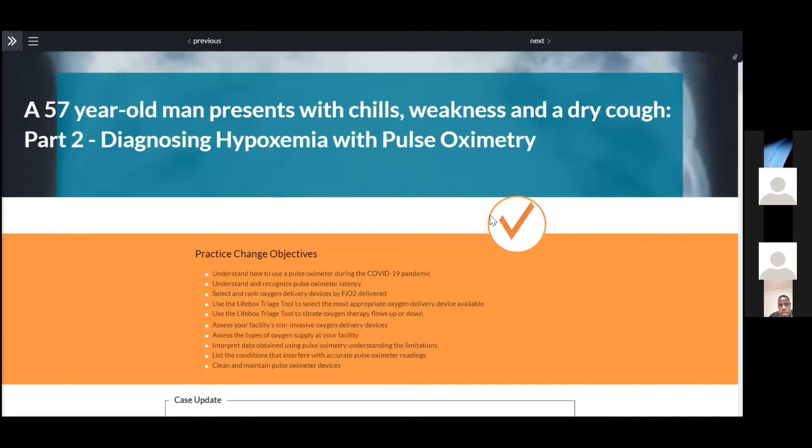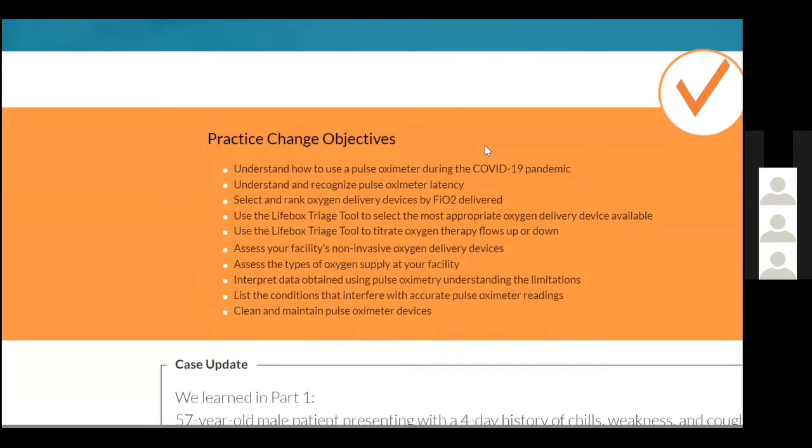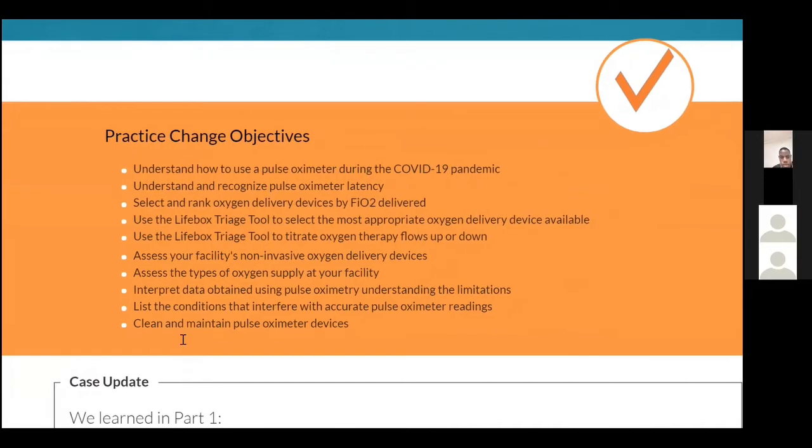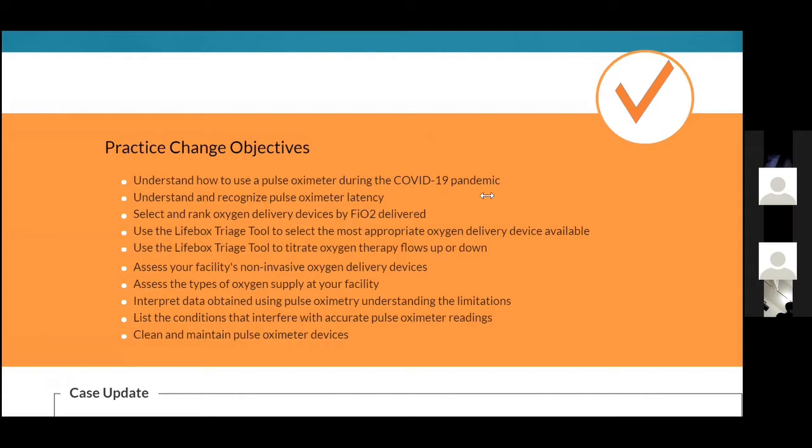So the objectives for today about the diagnosis of hypoxemia using pulse oximetry: we are hoping to be able to understand how to use the pulse oximeter during the COVID pandemic, to understand and recognize pulse oximeter latency, to select and rank oxygen delivery devices by FiO2 delivered, and to use the Lifebox triage tool to select the most appropriate oxygen delivery device available. We'll be able to understand the use of the Lifebox triage tool to create oxygen therapy flows up and down, to assess our facilities' non-invasive oxygen delivery devices. Then we'll also be able to assess the type of oxygen supply we have at our facilities.